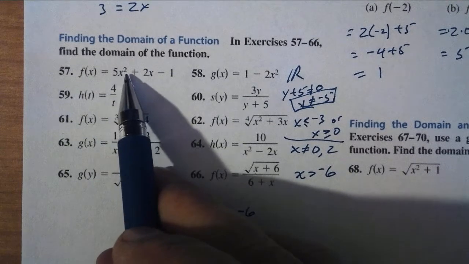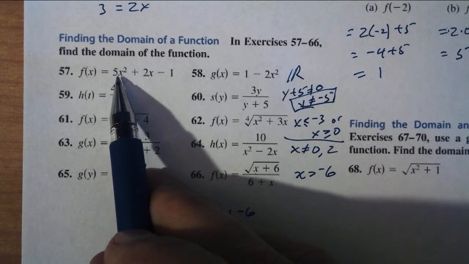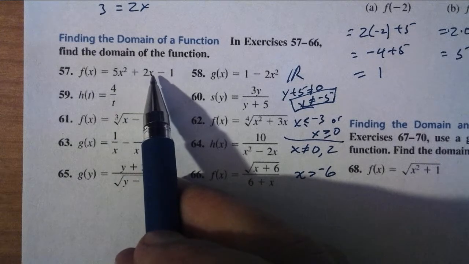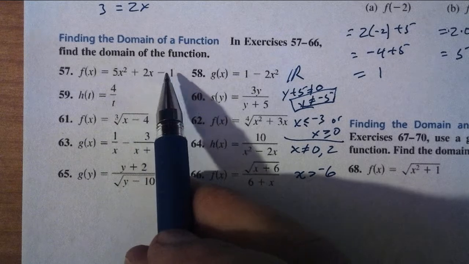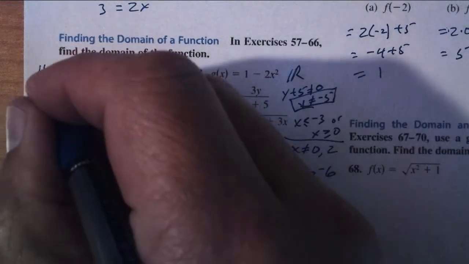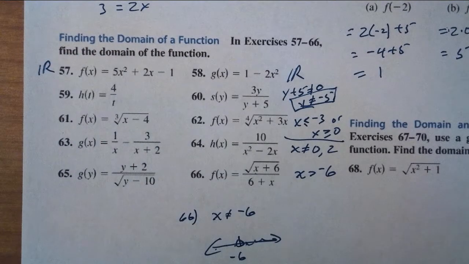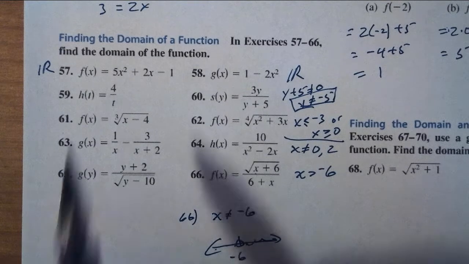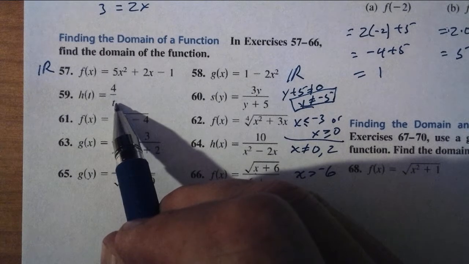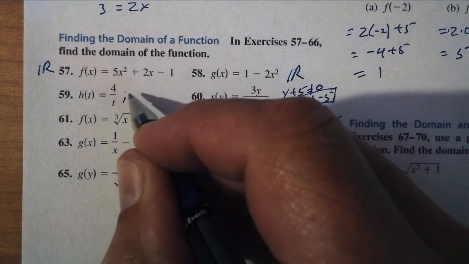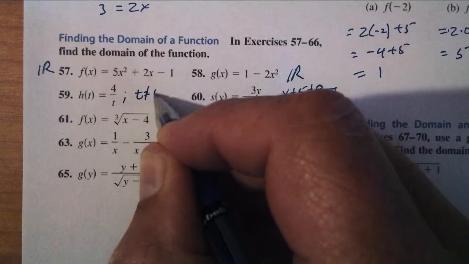May I square any number I want? Yes. May I multiply 5 by any number I want? Yes. May I multiply 2 by any number I want? Yes. May I add any two numbers I want? Yes. And may I subtract 1 from any number? Yes. This is all real numbers. That's a perfectly acceptable abbreviation. Okay. May I divide by any number I want? No. I may divide by any positive or any negative number, but I may not divide by t. Therefore, t may not be 0.